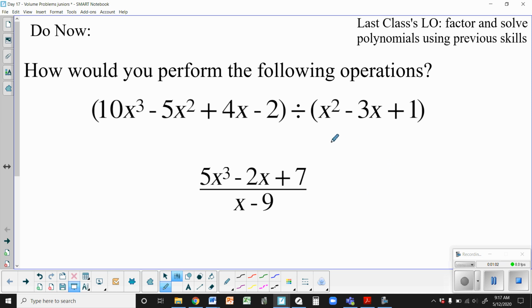One thing we want to think about when we're dividing is, notice that this is a division symbol, right? We have a fraction. Fractions mean dividing. So when we divide by x squared minus 3x plus 1, what method would we use to divide that? And then also think about dividing by x minus 9. What method would we use? Now we have two methods. We have synthetic division, and then we also have long division.